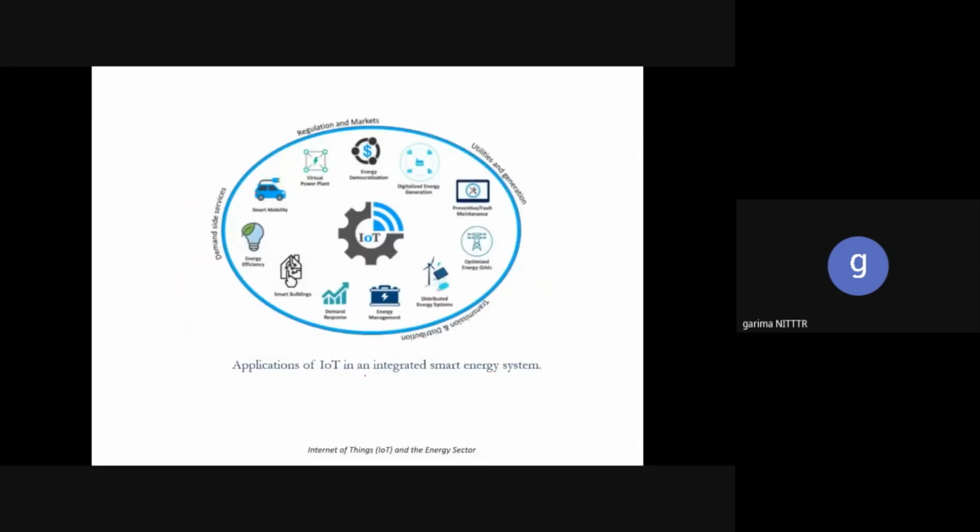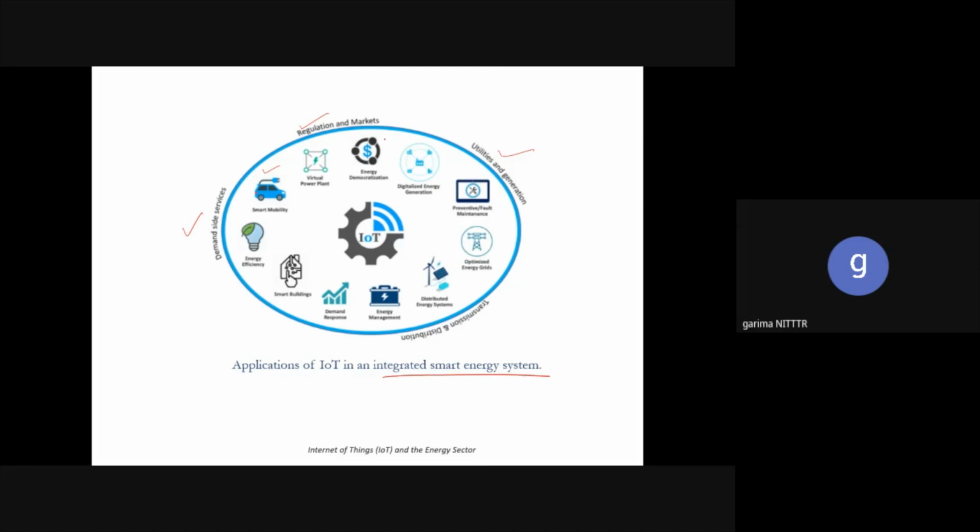For example, if we talk about an integrated smart energy system, we can see how IoT is being utilized. We have some regulations and markets, we have demand side services, we have utilities and generation. EV chargers and EVs are now available. So obviously we have smart mobility nowadays, EV charging stations are there, and those charging stations should be efficiently utilized, so obviously management will be there.